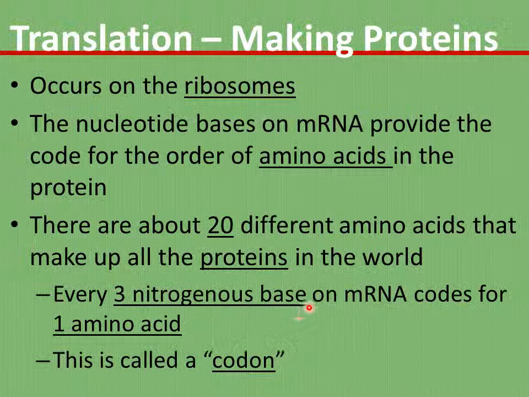Every 3 nitrogenous bases is called a codon. Each codon codes for 1 amino acid. Each codon is going to tell your cell what amino acid to use.